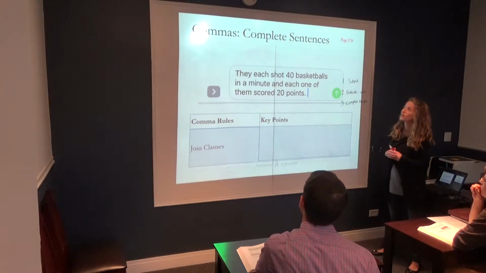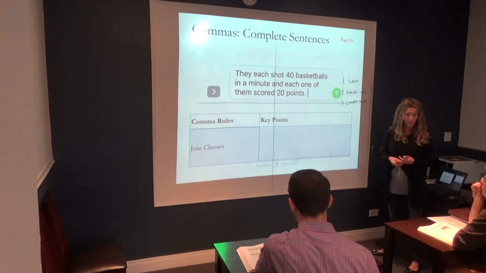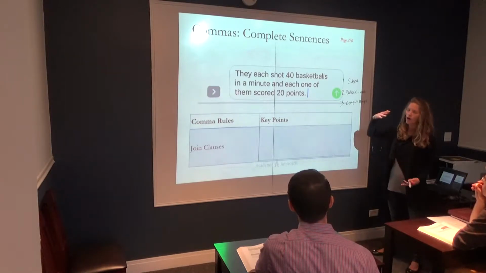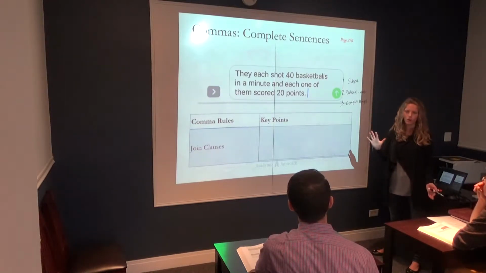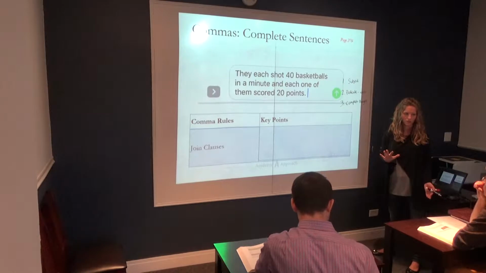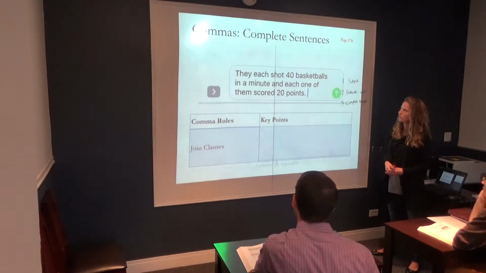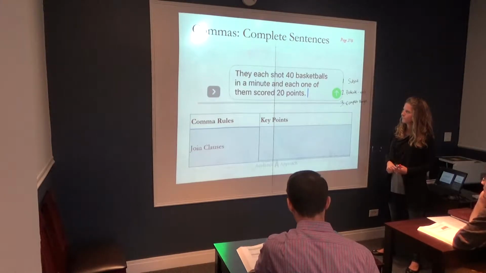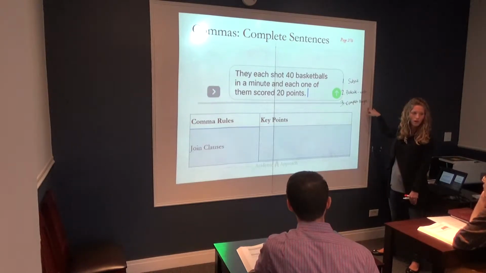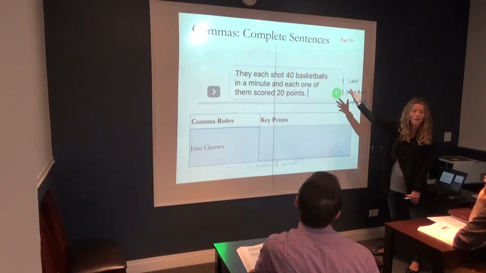So when we have more than one complete sentence or more than one independent clause, there's a comma rule we need to use. I've been texting and I decided I want to start making sure I punctuate my texts correctly. Will, read my example for me. "They each shot 40 basketballs in a minute, and each one of them scored 20 points." Thank you. I want to look for the components of an independent clause to measure how many I have.